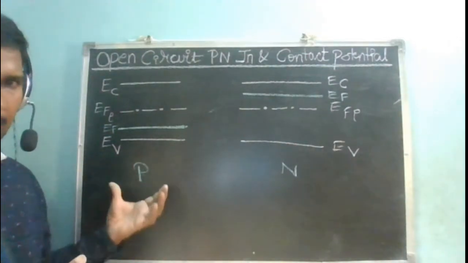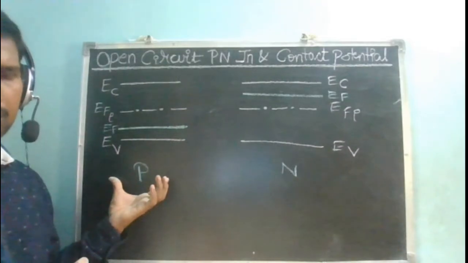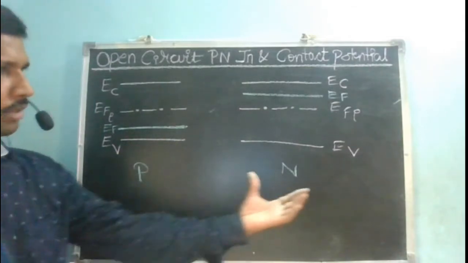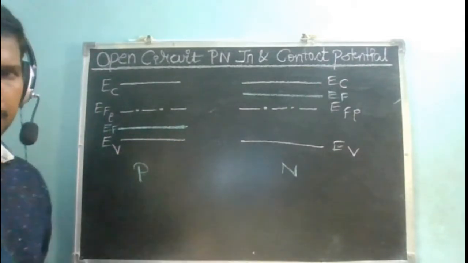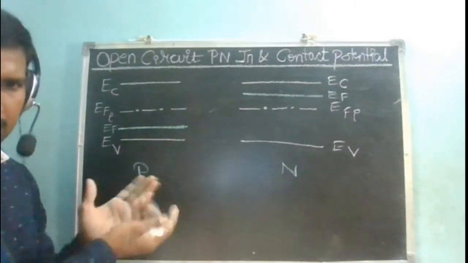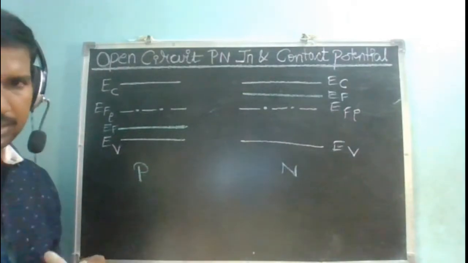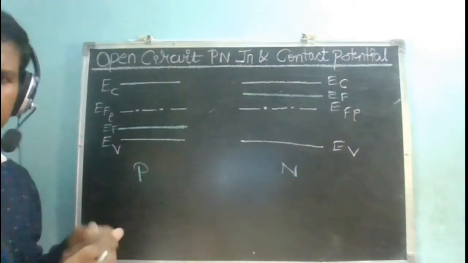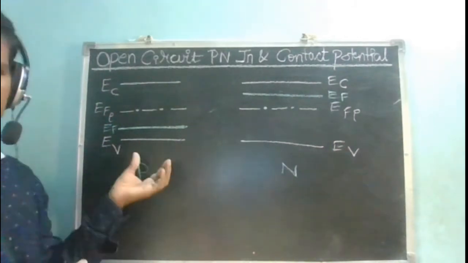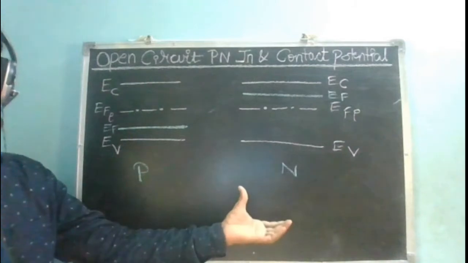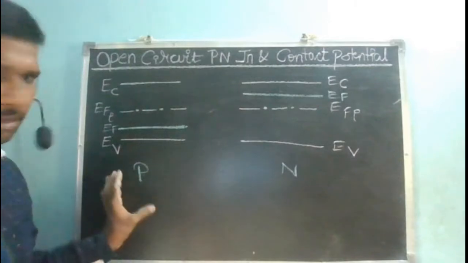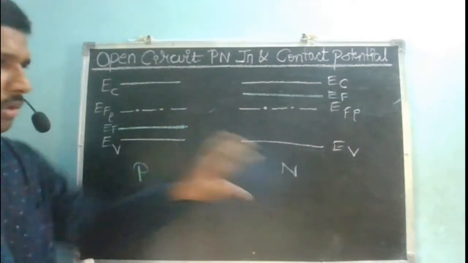Alignment of EF. Are holes more in P type or electrons more in P type? Holes are more in P type. Are electrons more in N type or holes more in N type? Electrons. So naturally, what is expected when I form a junction between P and N? A concentration gradient exists with respect to holes as well as electrons. Here more electrons are there, there less electrons are there. Here more holes are there, there less holes are there. So holes will be moving from here to here, and electrons will be moving from here to here.